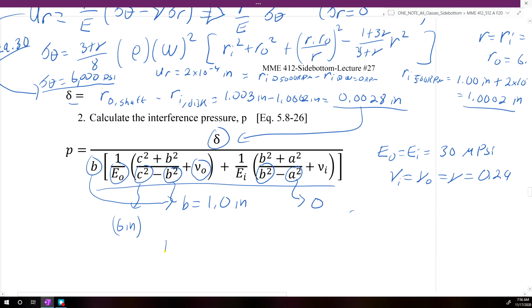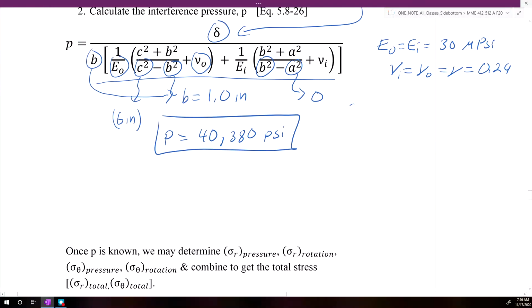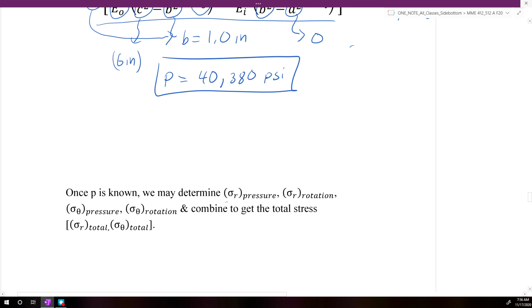What we end up getting for our pressure is 4,030.80 psi. Okay. All right. So once we know our P, we can then determine sigma R pressure, sigma R rotation, sigma theta pressure, and sigma theta rotation, and combine to get our total stress, sigma R and sigma theta total. Okay.